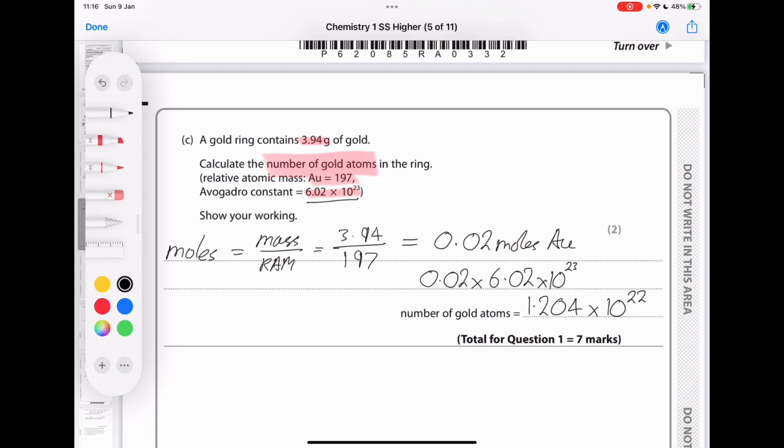Because they had not specified a particular number of significant figures or decimal places, it's fine to leave it like that. You would also have got the marks for 1.20 or 1.2 times 10 to the 22.